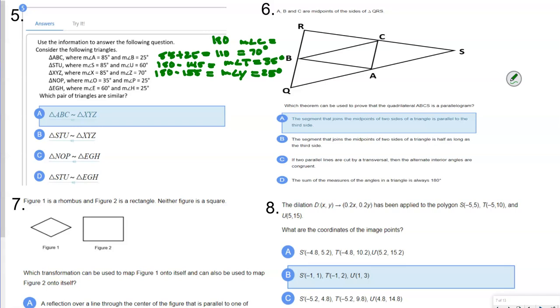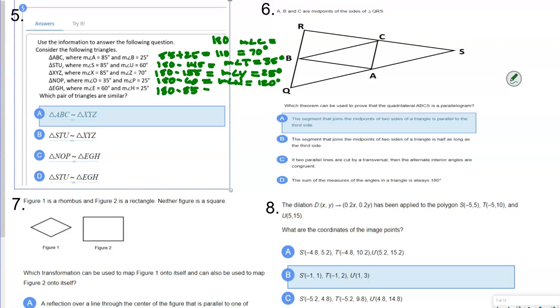Okay, and then it says NOP. So we're going to look for angle N for this one, right? So we're going to do 35 plus 25. That's 60. So we're doing 180 minus 60. So that means that the measure of angle N is going to be equal to 120, right? And then our last one is 60 plus 25. That's 85, right? So we're going to do 180 minus 85, and that's going to be equal to EG. So we're looking for the measure of angle G, and that's going to be 95, right?